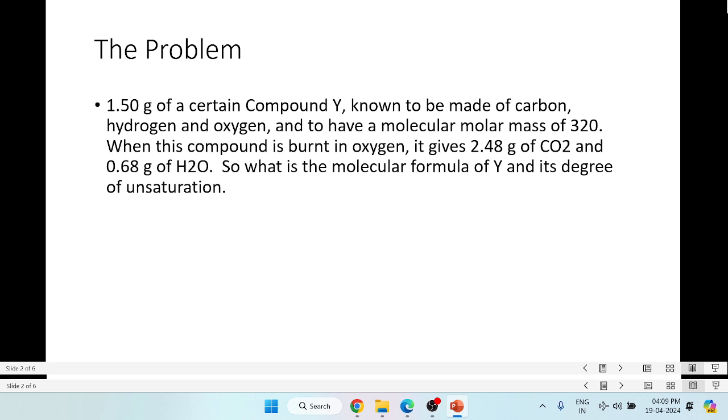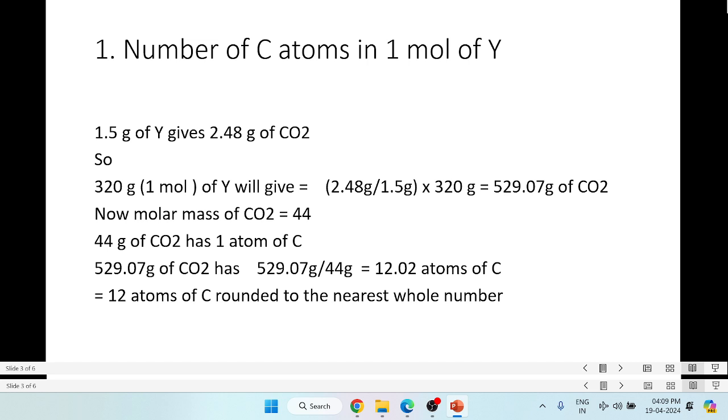When this compound is burnt completely in oxygen, it gives 2.48 grams of carbon dioxide and 0.68 grams of water. Based on this, we have to calculate the molecular formula of Y as well as its degree of unsaturation. The first step is the number of carbon atoms present in 1 mole of Y.